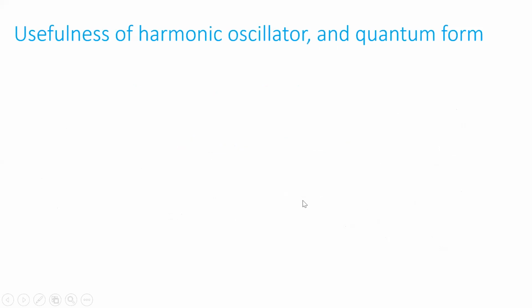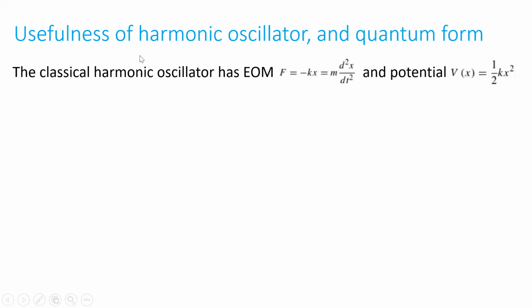Okay, so why are we interested in the harmonic oscillator? Well, you have some idea of this already. You've studied classical physics and you've seen the harmonic oscillator is very important there. Just to remind you, the classical harmonic oscillator has an equation of motion: F, the force, is minus kx, that's Hooke's law, equal to m times the acceleration, d squared x dt squared. So minus kx equals m d squared x dt squared. And its potential energy is V equals 1/2 kx squared.